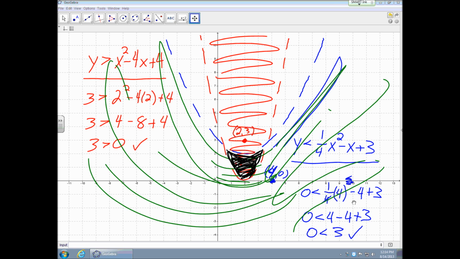That right there is the solution to the system of quadratic inequalities. And all those points that were shaded in black will satisfy both the inequality y is less than 1/4 x squared minus x plus 3, and also y is greater than x squared minus 4x plus 4.